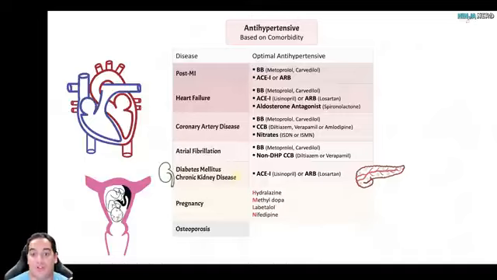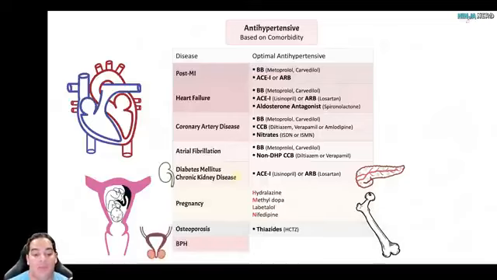You want something that's going to conserve calcium. So hydrochlorothiazide is a really good one there. And then BPH is your alpha-1 receptor blocker. So doxazosin, tamsulosin. These would be the things I want you guys to remember.